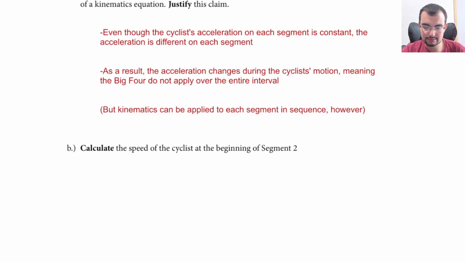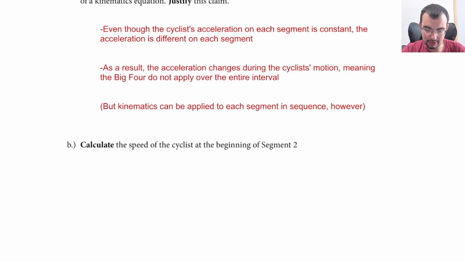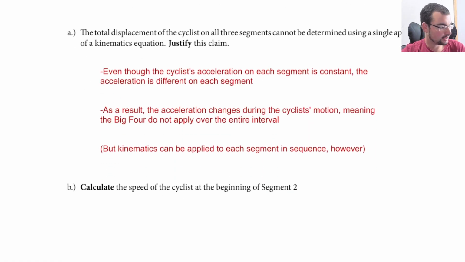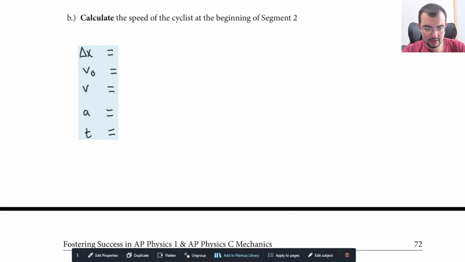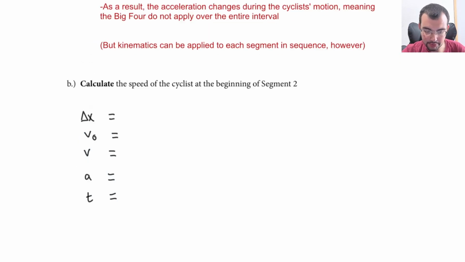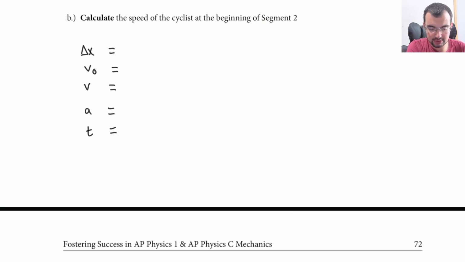Bad me with the grammar. Apostrophe should be elsewhere. Whatever. So anytime you have a segment, we're trying just to link the segments. So we want to calculate the speed of the cyclist at the beginning of segment 2. I might call this delta x1, and I'll call this v1 and 2, just to show that it's like the linking velocity. And acceleration t. Okay.